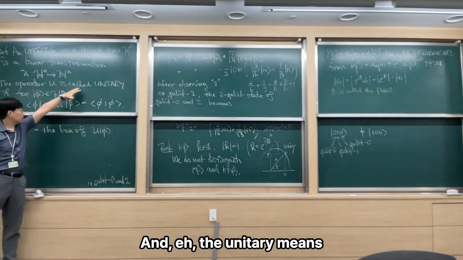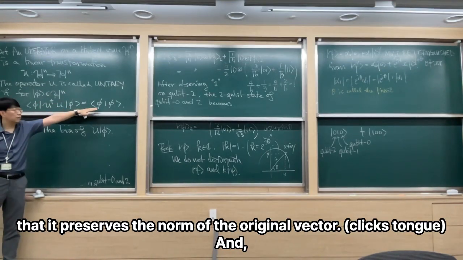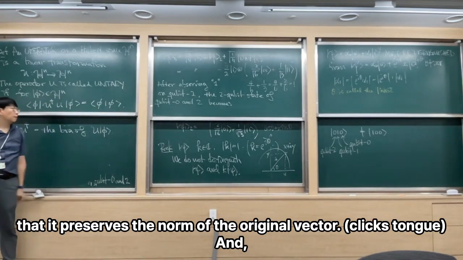And unitary means that it preserves the norm of the original vector.